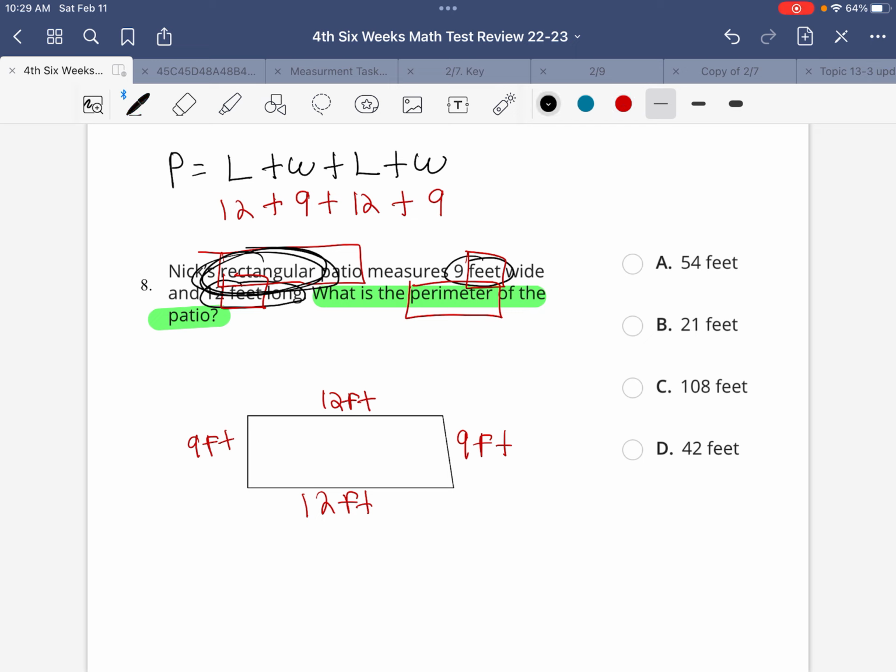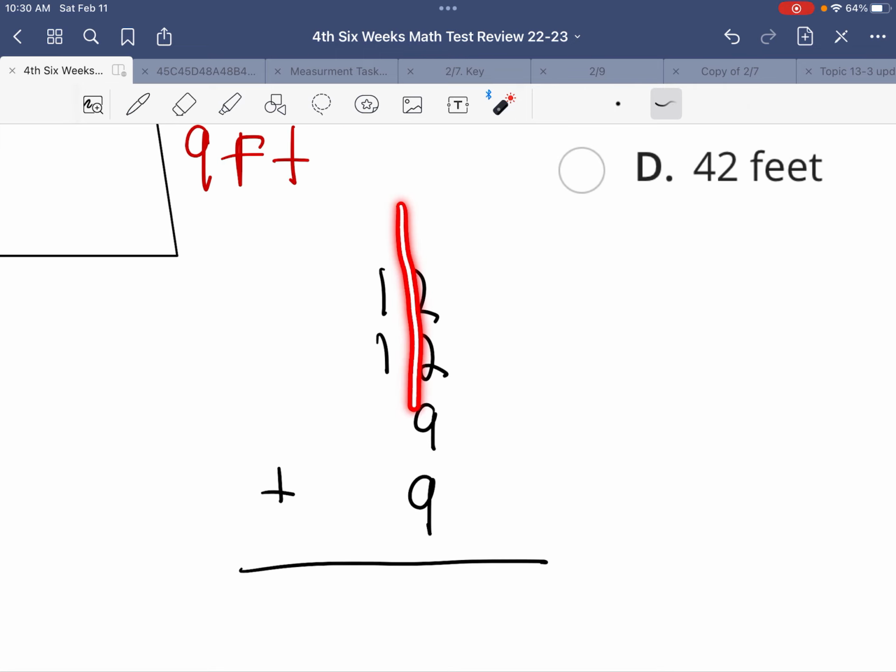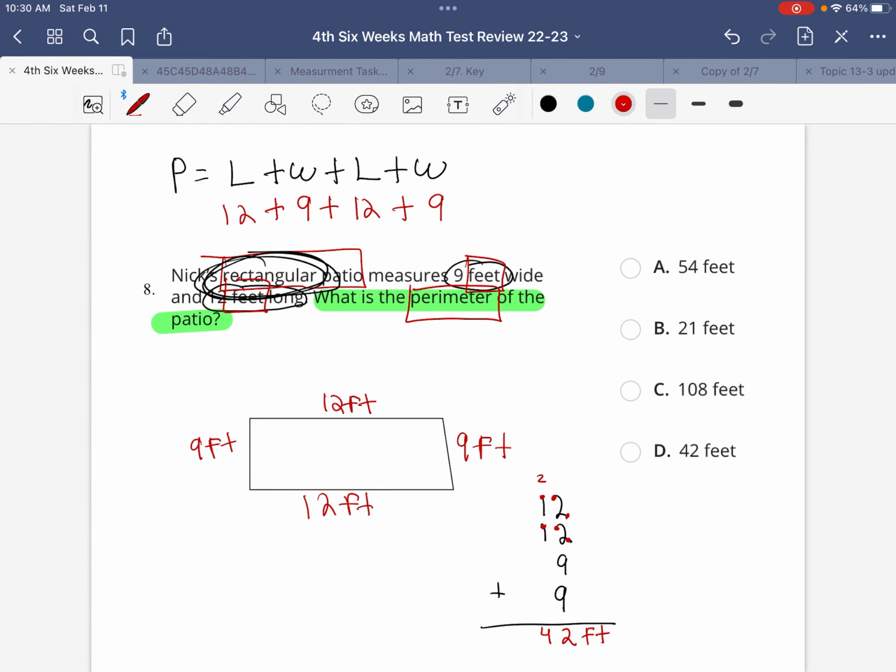So I'm going to do that right now. I'm going to add them on the side. So I have 12, 12, 9, 9. Okay, when I add them, if you notice, my numbers are perfectly aligned. Okay, I wrote them to where I can understand what I'm writing. And so now I'm going to add them. 9 plus 9 is 18, 19, 20, 21, 22. Carry my 2, drop my 2, 2, 3, 4. So I get 42 feet. And the only one that says that is D.